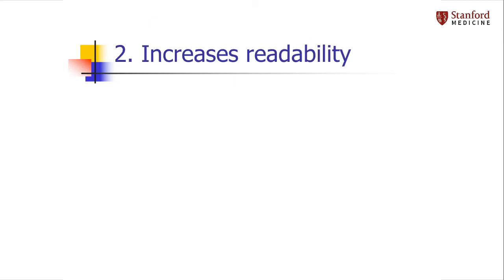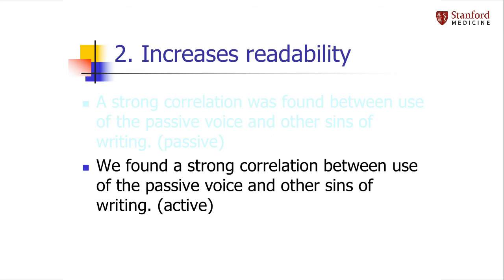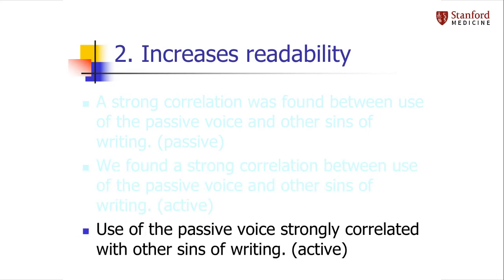I've already shown you numerous examples of how the active voice improves readability, but here's one more. The passive version says, a strong correlation was found between use of the passive voice and other sins of writing. Now, we could rewrite that as, we found a strong correlation between use of the passive voice and other sins of writing. I think that's slightly better, but we can do even better than that, because when we put things in the active voice, again, it often leads us to be more direct. We realize that we can just say, use of the passive voice strongly correlated with other sins of writing. That's a much crisper and easier to read version.